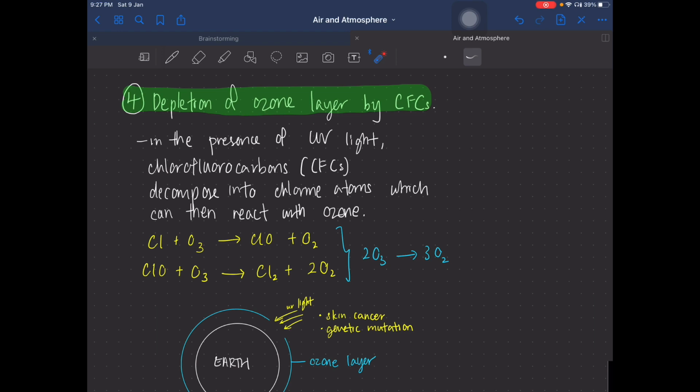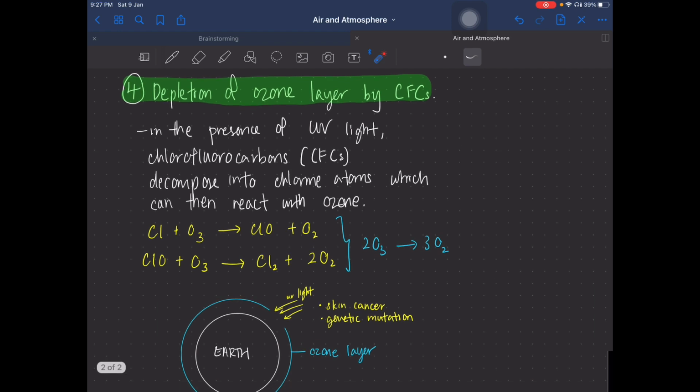But in the past, when people were using these products, what happens is that we actually release a lot of CFCs into the atmosphere, and this CFC, right, in the presence of any form of UV light, will actually result in decomposition of the CFC into chlorine atoms.